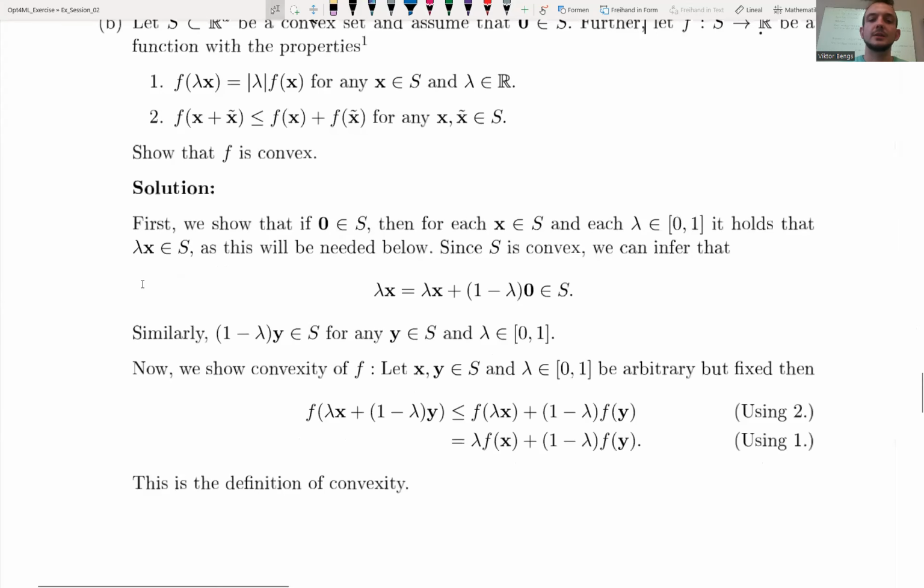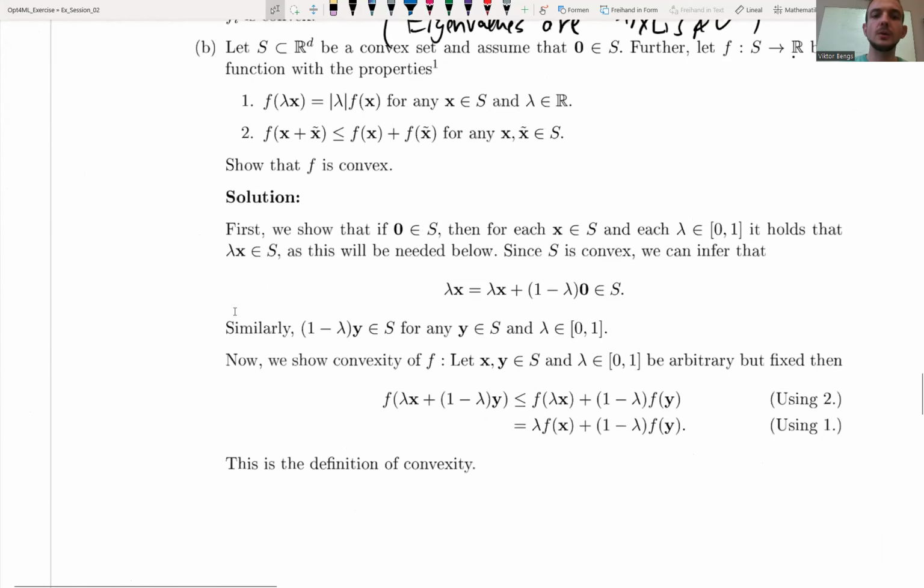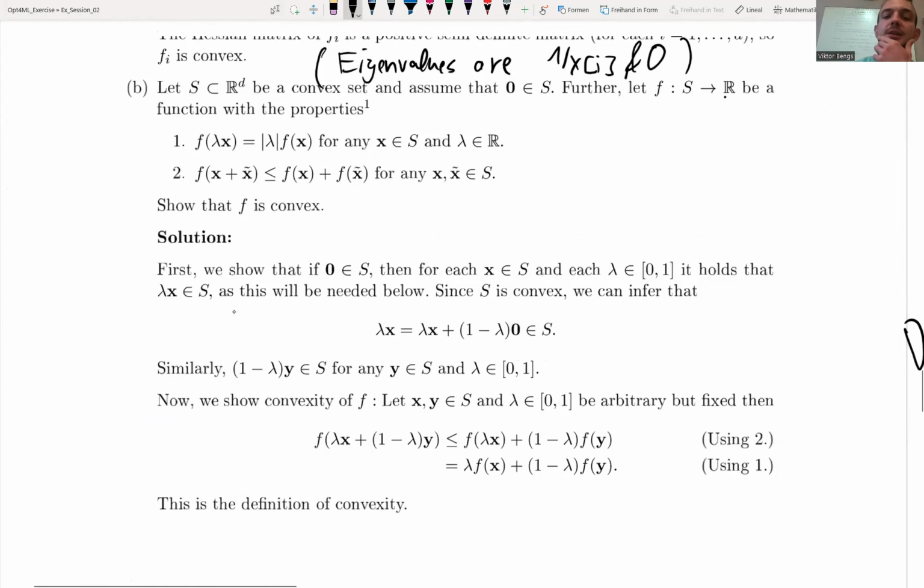Okay, and why do we need this property that the zero is inside? Because we will later on use that if you have an x and if you multiply a lambda, then lambda times x is still in S. And this is not always the case, but it is the case if S is convex, because you can write lambda of x also as the convex combination of x with the zero, because this here would be zero.